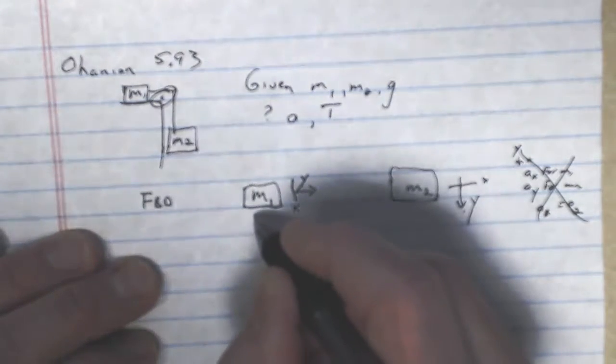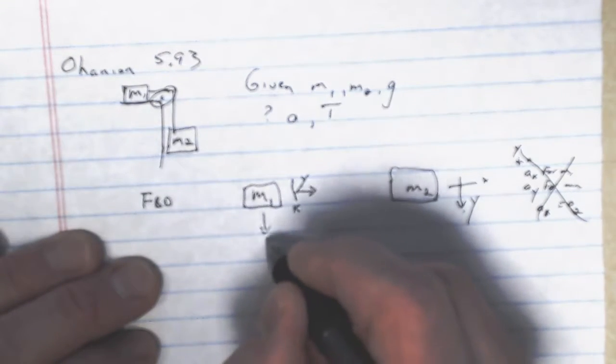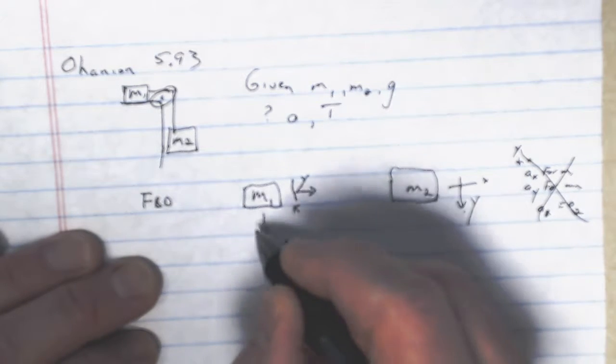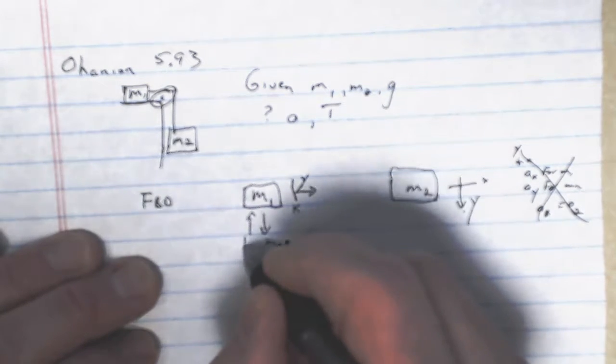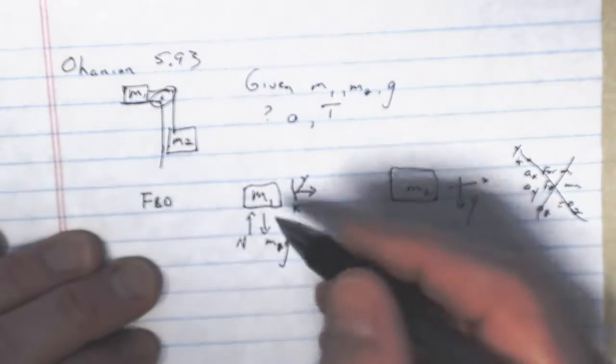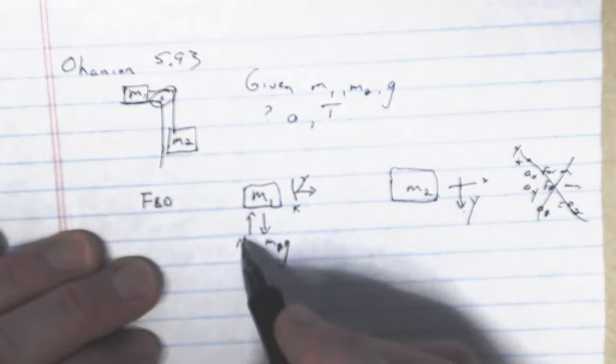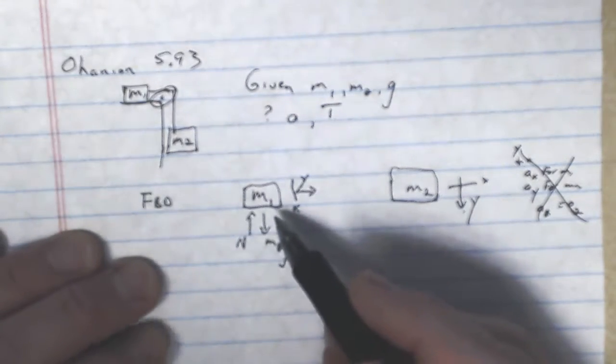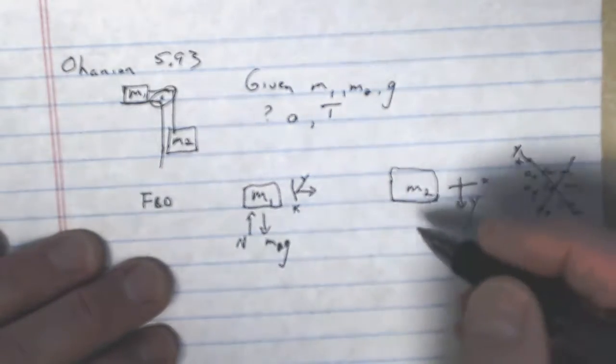Let's go ahead and draw the forces. There's a force of gravity pulling down on M1, and there's a normal force pushing up on M1. Now these aren't an action-reaction pair. They both act on the same object, M1, and that's what we want, the forces on M1.